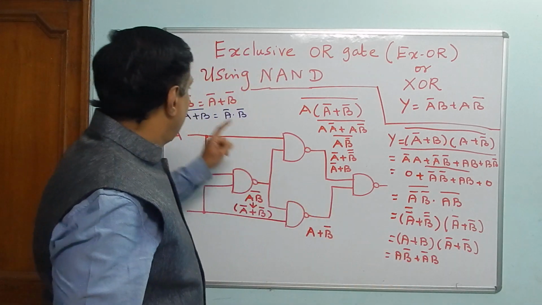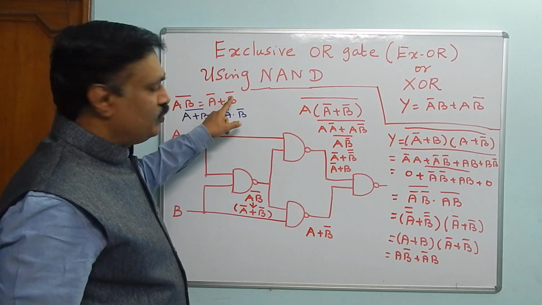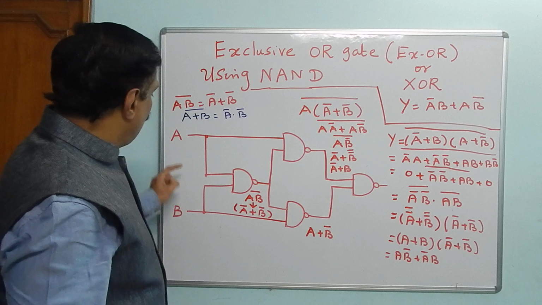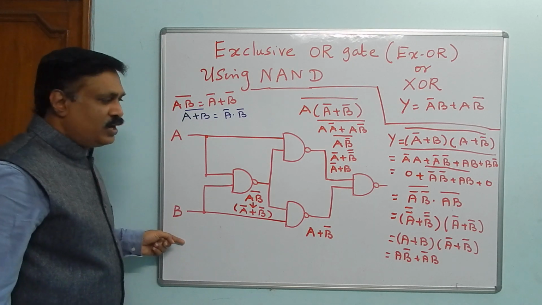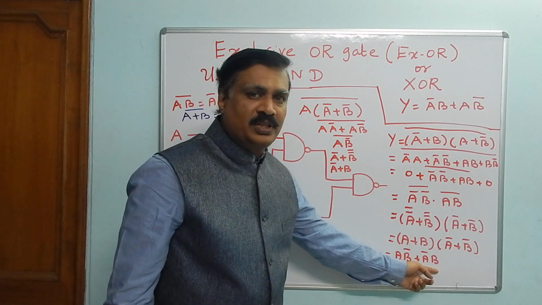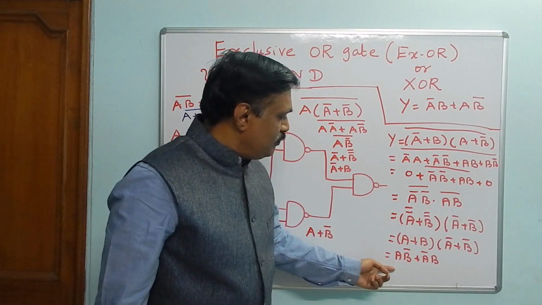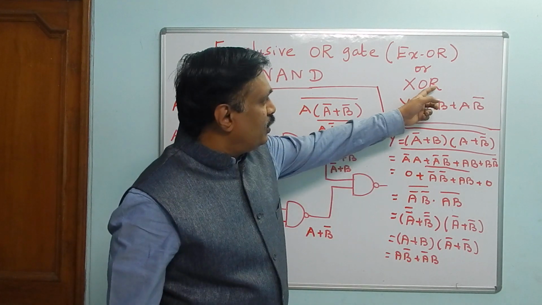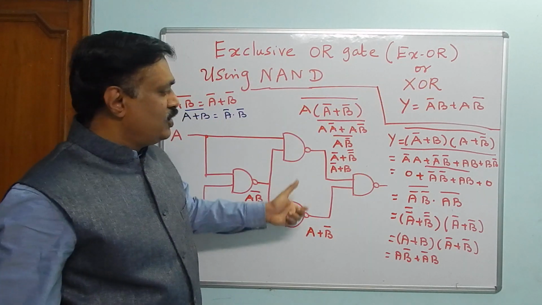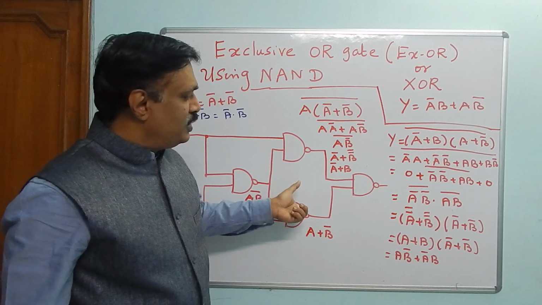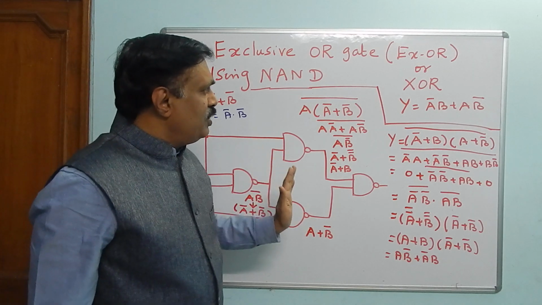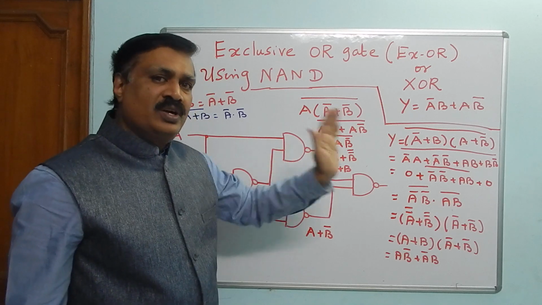You applied De Morgan's theorem. Not this one, this theorem. Now you are giving two inputs here and you are getting this output. This is an XOR gate, or exclusive OR gate, using NAND gate only. Now I'll convert this into an XNOR gate.